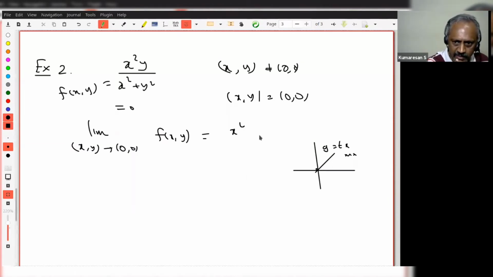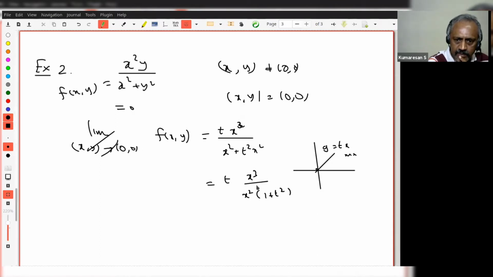Therefore, x squared y, with y equal to tx, becomes t x cubed. Below, it will be x squared plus t squared x squared. I am not taking the limit now. This is t x cubed over x squared into (1 + t squared). So this is x. You understand this? Now t is fixed. Therefore, t by (1 + t squared) is a constant times x. Now (x, y) goes to (0, 0), which in particular means x also goes to 0. Do you understand that? Therefore, what should be the limit? What is your guess?